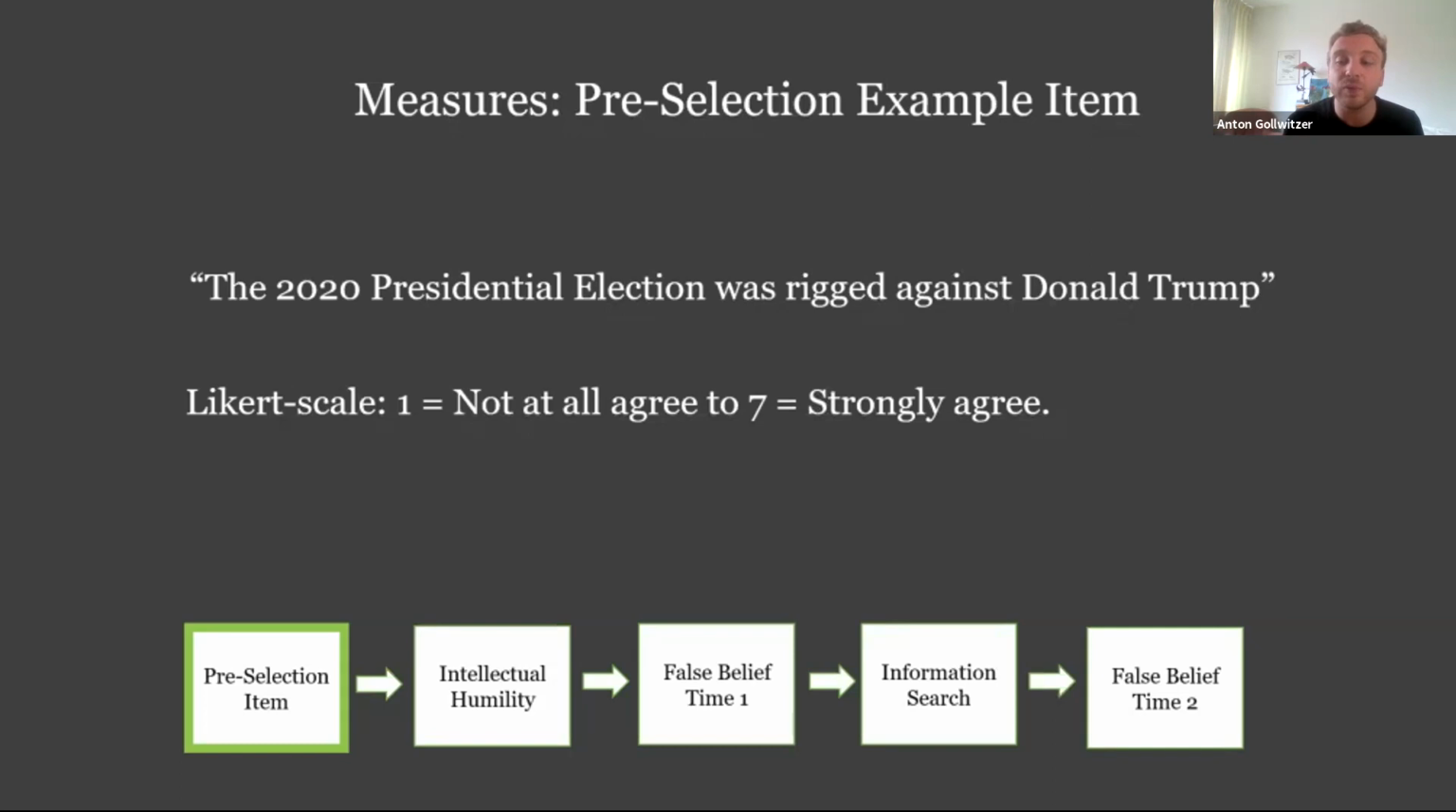So here's an example of the pre-selection item in the first study. I'm going to focus on the first study a little more in terms of the methods, just as examples. Participants at the beginning of the study read, "The 2020 presidential election was rigged against Donald Trump," on a 1 to 7 scale. And we only included participants who responded above 4 on this scale. We also had a bunch of complicated checks to make sure people weren't re-signing into the study and changing their answers.